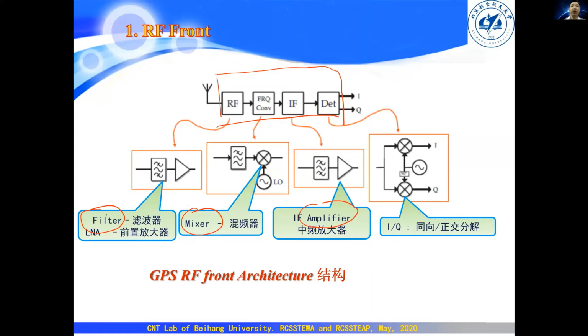The filter will filter out the signal you don't want, and the mixer will decrease the frequency, maybe from gigahertz to megahertz level, so that you can process it. An amplifier is used because the signal is very weak, so we need to amplify the signal to be large enough to let our sensors, mainly the ADC, process it. After these steps, you will get IQ results from the receiver.